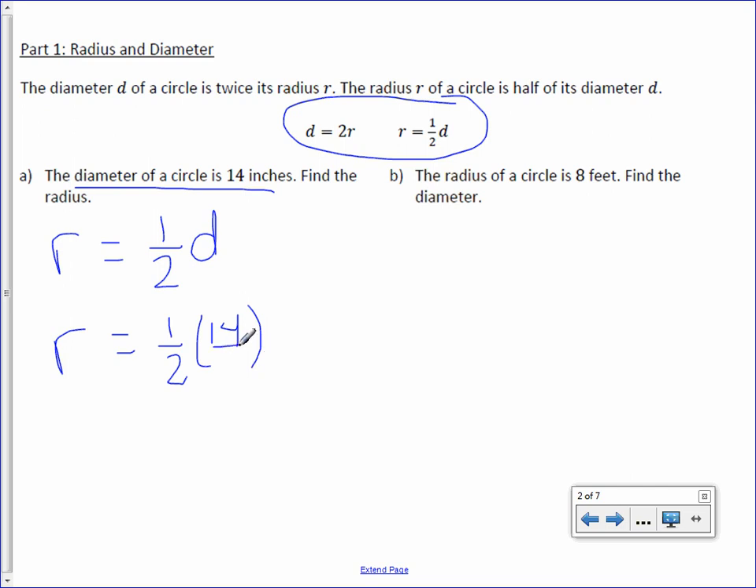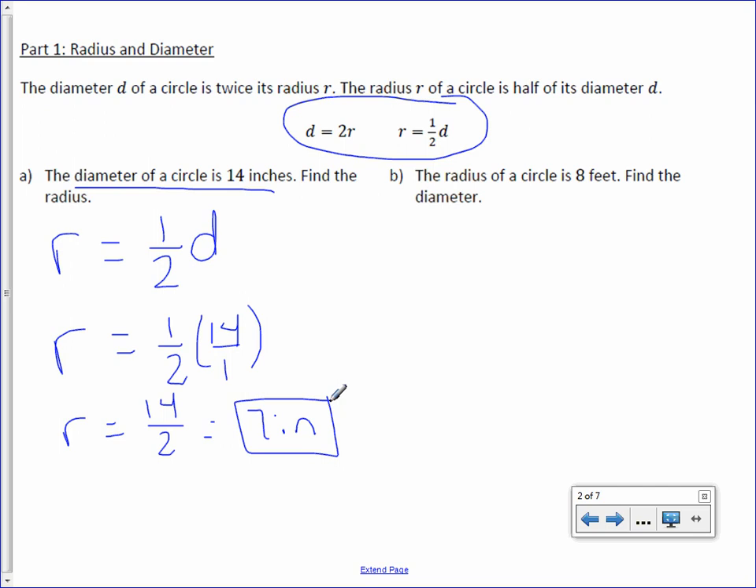1/2 times 14, we have to put 14 over 1. Radius equals 14 over 2, or simply 7 inches. What you're really doing when you're given the diameter is you're dividing that number by 2. So 14 divided by 2 is 7 inches.